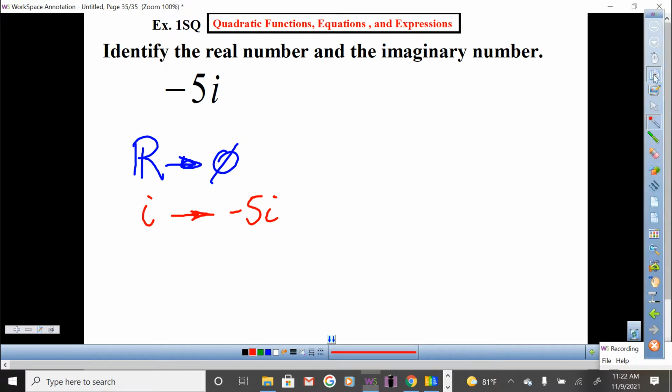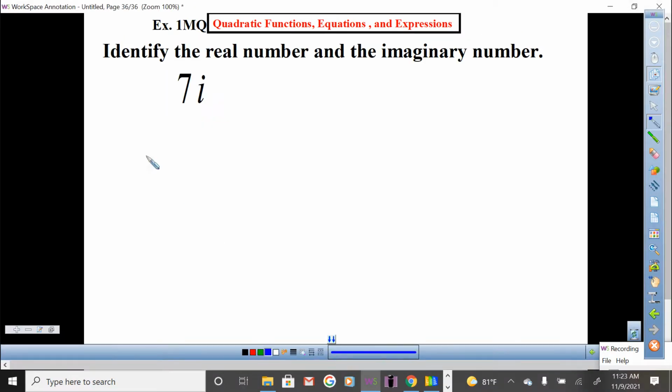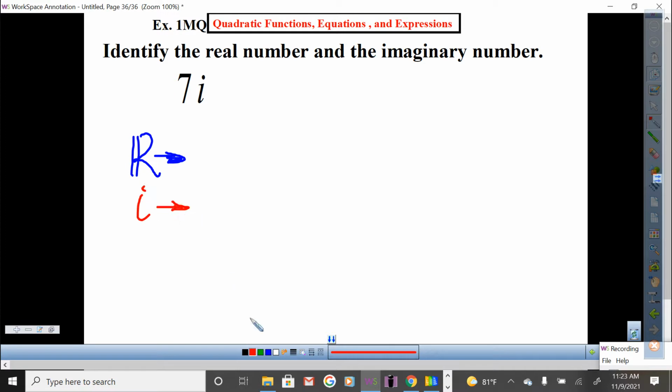Alright, and one last one. Copy this one. Example 1 mega cube, 7i. By now you should be an expert at this, yes? Alright, tell your neighbor your real, tell your neighbor your imaginary. Alright, Saul, real. Imaginary? Alright. Hands if you got that. From 1 to 5, how comfortable are you with these? Okay, that's part 1 of your home plate.